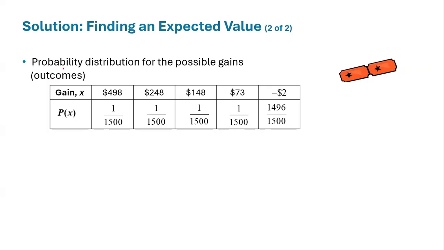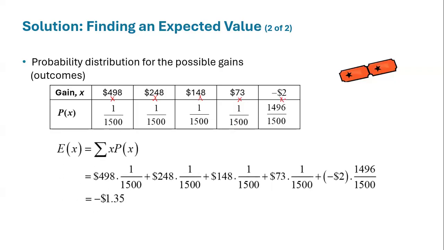Now we have all of the X values and all the probability values, and to find the mean, we need to multiply each X by its probability. Multiply 498 by this fraction, 248 by the fraction, 148, 73, and negative 2. If we multiply them and add them together, we get negative $1.35. The expected value is negative 1.35.